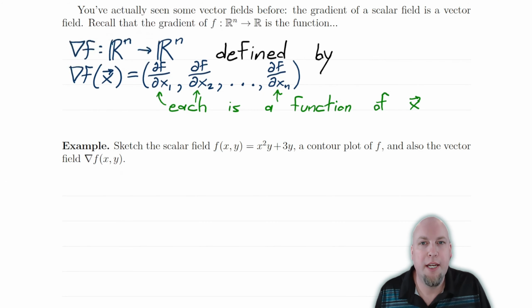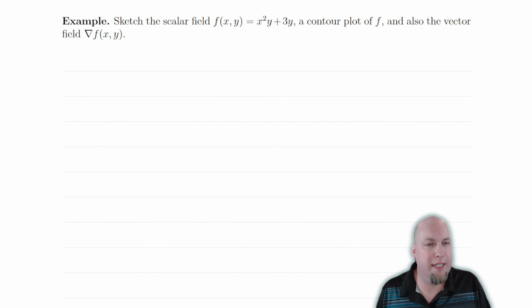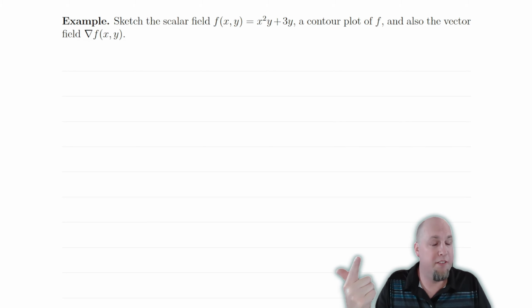Let's suppose that we've got some scalar field, a function from R2 to R, x squared times y plus 3 times y. What we're going to do is, first off, sketch just the scalar field like we did last week. Next up, I'm going to sketch a contour plot of this scalar field.